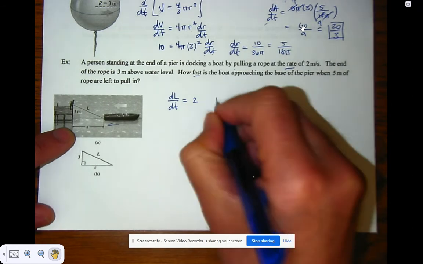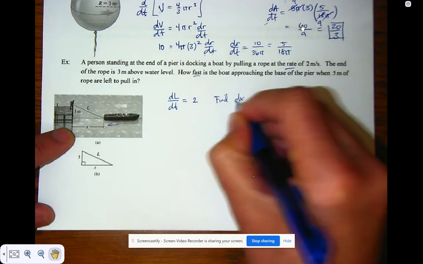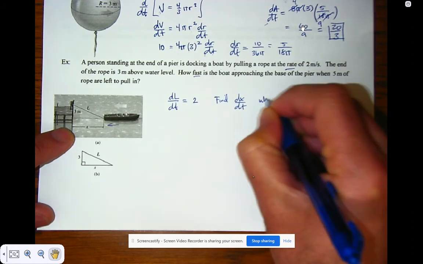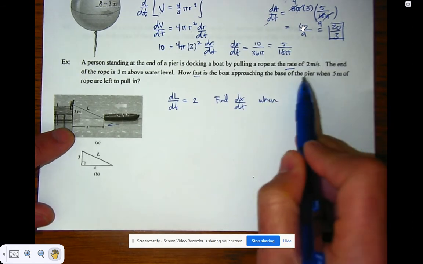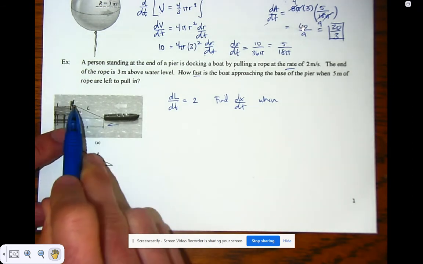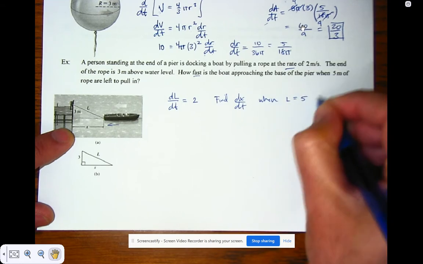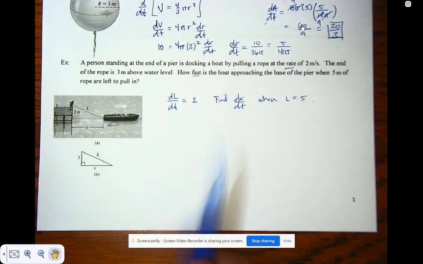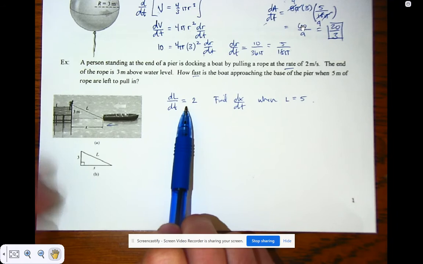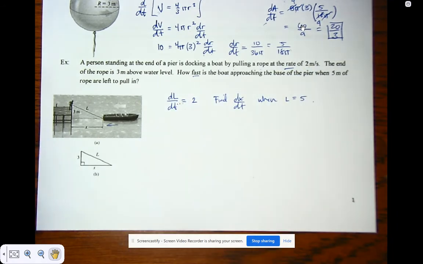So they're asking you to find the rate of change of x, dx/dt, when 5 meters of rope are left to pull in. So when this is the rope, it says when L is equal to 5. Again, FRQ point right there. Simply translating what they give you and writing that down will get you points.